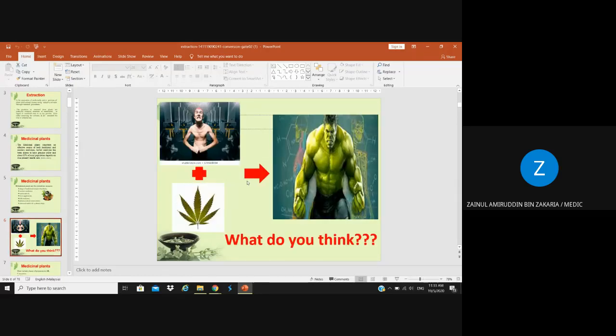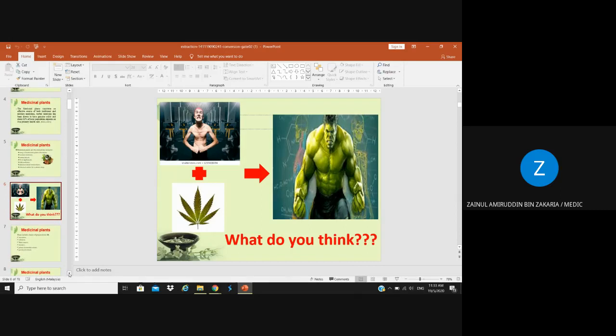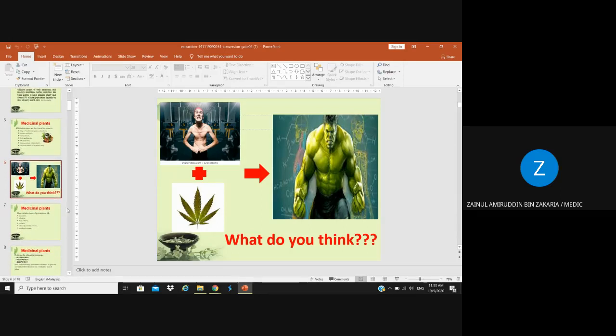So if you can find, as I told you earlier, any plants that can help to make body muscle like this, you can be a rich person.